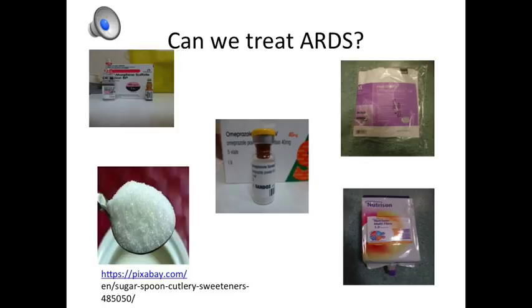So can we treat ARDS? Well, the management of ARDS revolves around treating and stabilising the underlying cause of the disease, and this includes intelligent use of sedatives, hemodynamic management, nutritional support, control of blood sugar levels, and deep vein thrombosis and gastrointestinal prophylaxis.